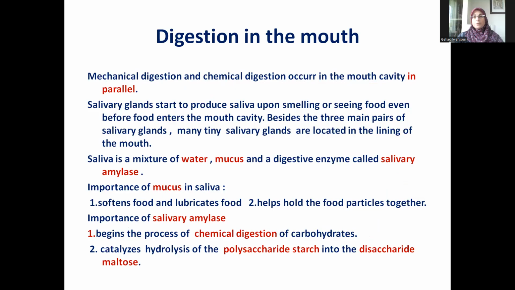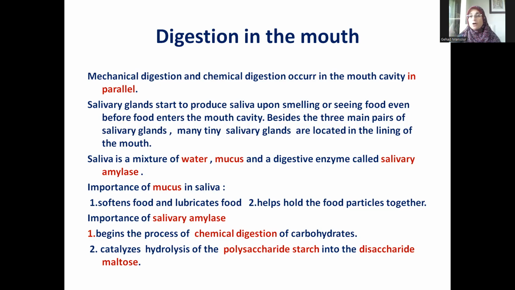Concerning digestion in the mouth, we have two types of digestion in the mouth. If I ever ask you what kind of digestion can occur in the mouth, you would say mechanical and chemical. Of course, mechanical digestion is what is carried out by the teeth, in the form of chewing, whereas chemical digestion is through enzymes. And the only enzyme that is present in saliva is salivary amylase. So salivary amylase, as its name indicates, is secreted by the salivary glands. It is present in saliva.